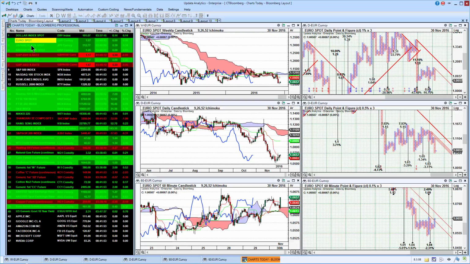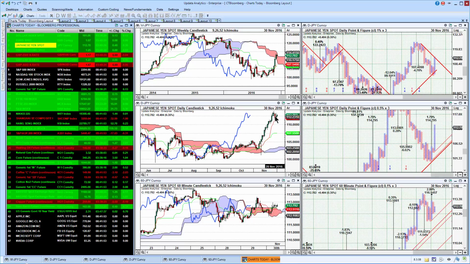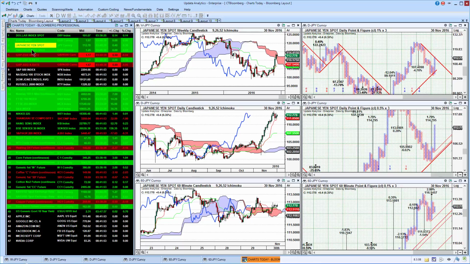So just seeing a little bit of euro strength, dollar weakness, and that's showing through on the Japanese yen. Dollar actually looking pretty strong here, just hitting cloud resistance on the weekly, but a really big move this month in the dollar, and actually just coming bullish again. So it's not guaranteed that the dollar will pull back.